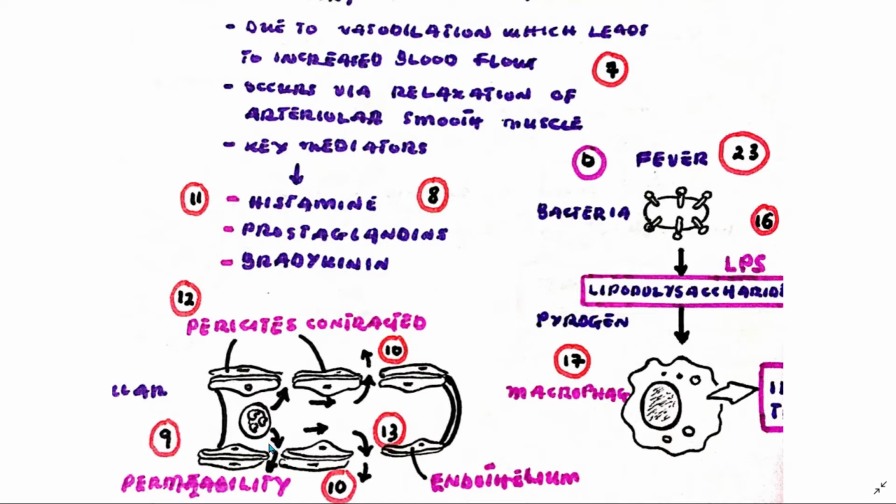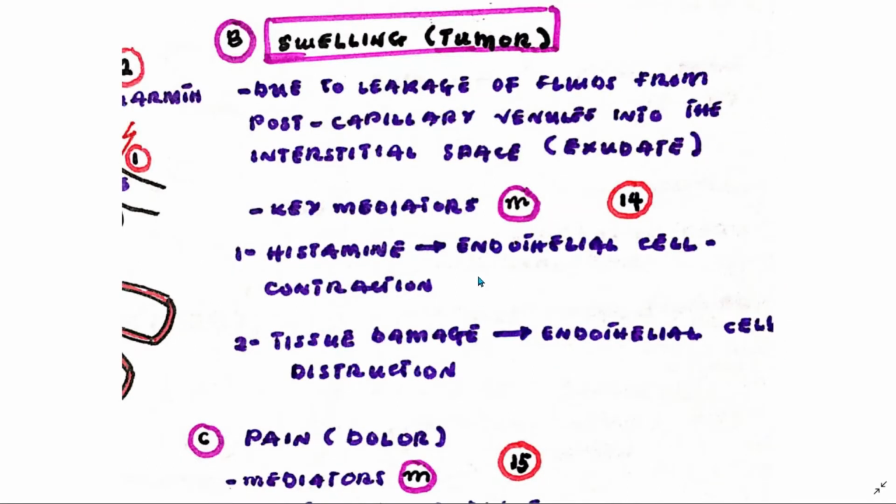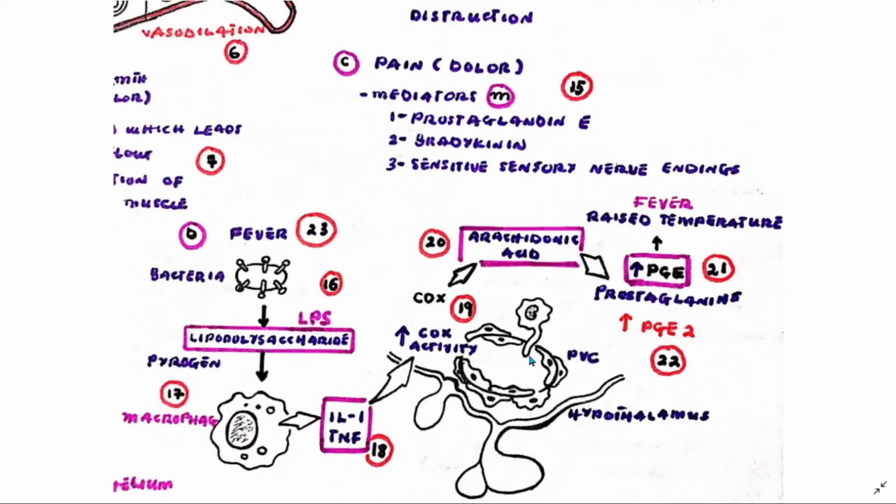As a result of increased vascular permeability at the postcapillary venules, there is leakage of fluid or exudate into the interstitial space, and hence the swelling that we see during inflammation. This leakage of exudate is mediated by histamine, which causes contraction of the pericytes at the endothelium, and also by tissue damage, which results in endothelial cell disruption.